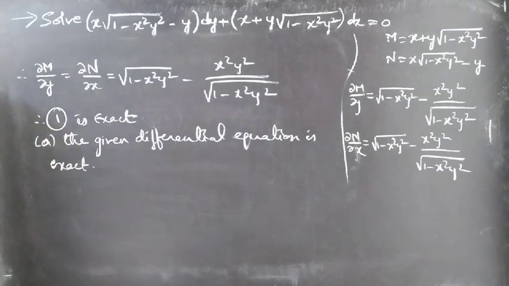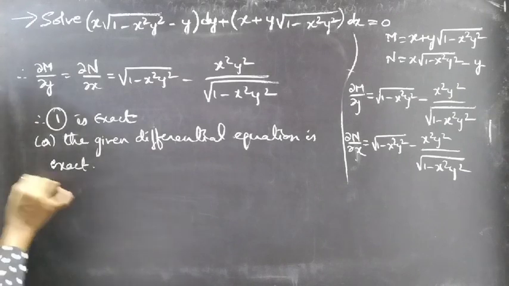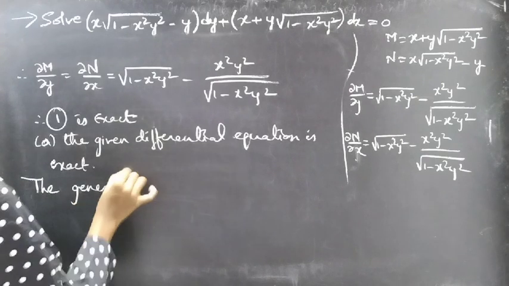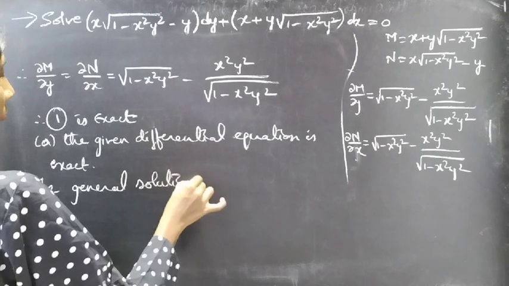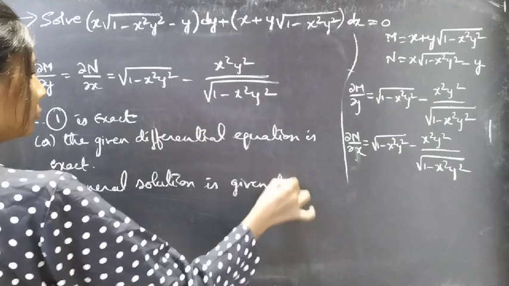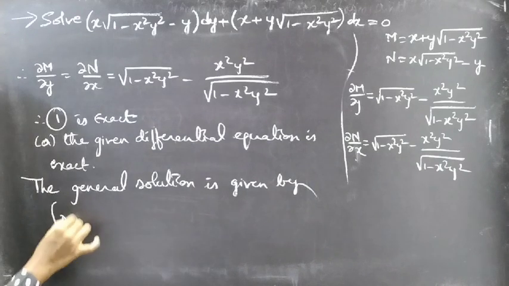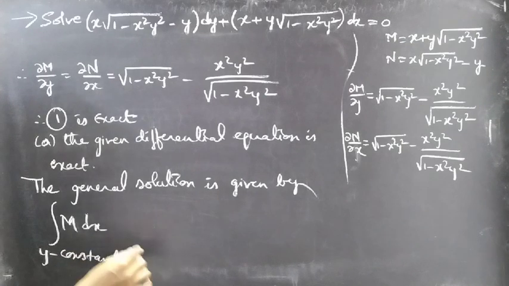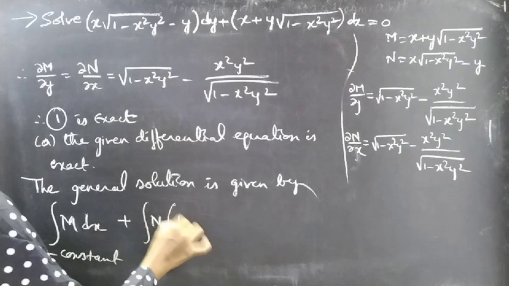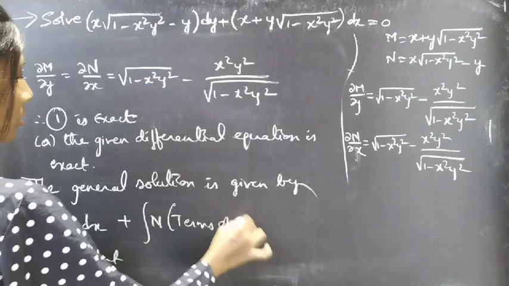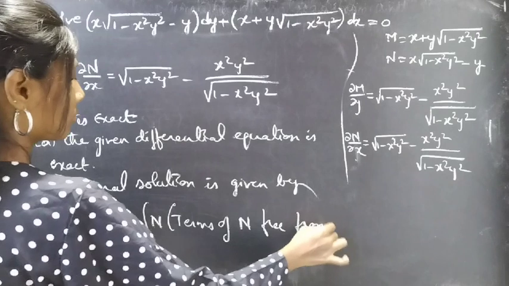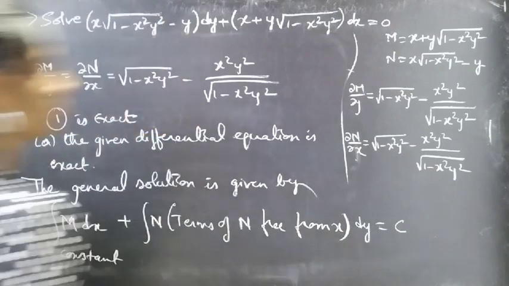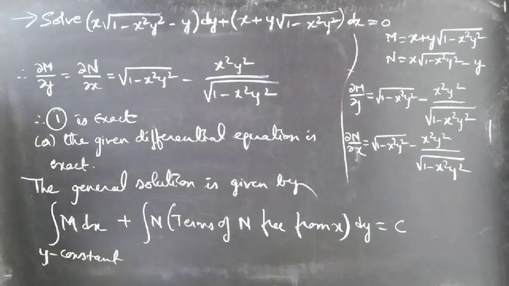Okay, now we need to find the general solution to the given equation. Since the given differential equation is exact, the general solution is given by integral M dx treating y as constant, plus integral of the terms of N free from x, into dy, equal to c.